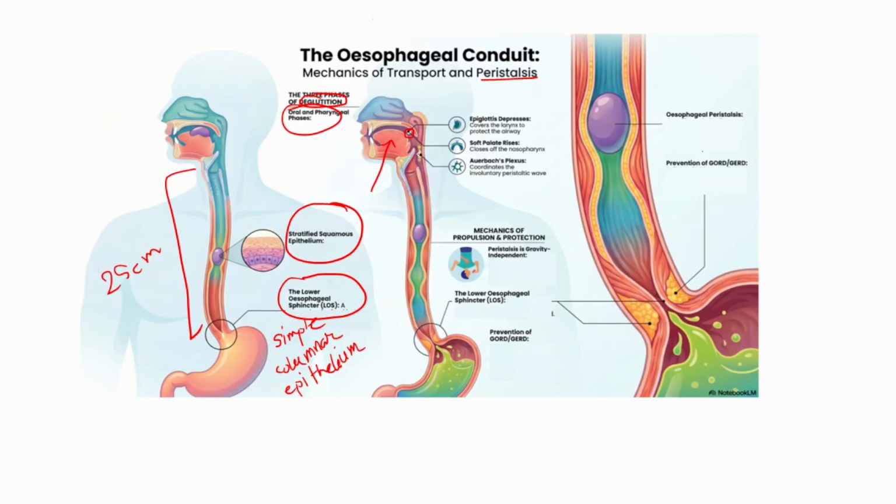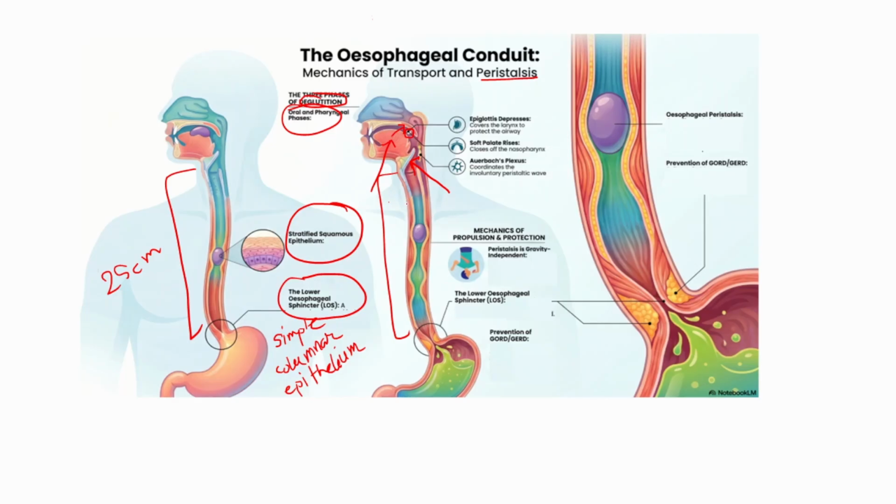During this pharyngeal stage, we locate 2 crucial protective actions. The soft palate, this is the soft palate, rises to completely close off the nasopharynx, preventing food from entering the nasal cavity, while simultaneously the epiglottis, this is the epiglottis we're talking about, depresses to cover the larynx, fully sealing the airway. Once the bolus clears the pharynx, we activate the esophageal phase, which will be seen throughout the esophagus, and this is entirely involuntary.